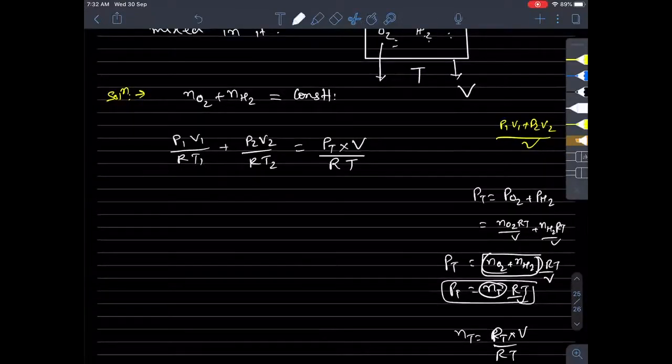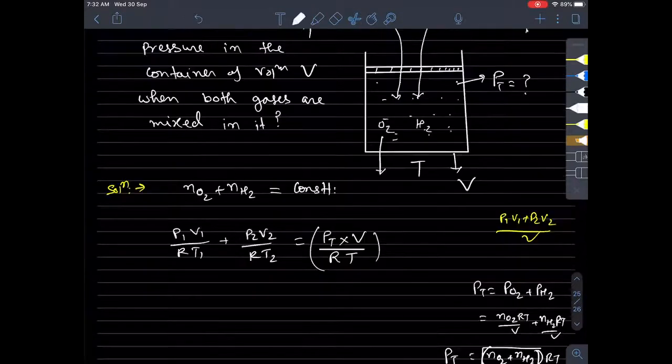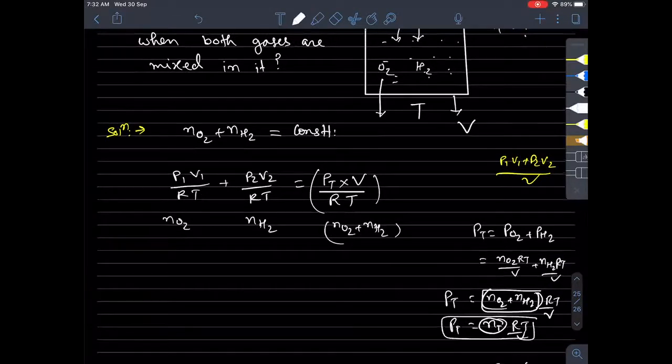So for total pressure, we should get total moles. And what is the total moles? You already know. This is nothing but the number of moles of oxygen plus the number of moles of hydrogen. This was oxygen. This was hydrogen. And guys, what was the temperature in each container? That was the same, so we need not worry. This is also T. So now see, all the RT will cancel from left and right. So what we'll get? P1 V1 plus P2 V2 divided by V. That will be the total pressure. Agreed?